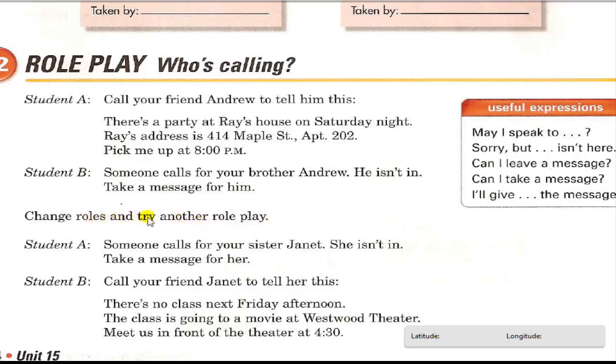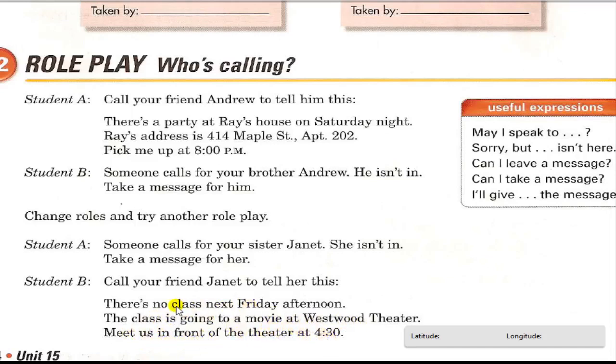Change roles and try another role play. Make another conversation. Someone calls for your sister, Janet. She is not in. Take a message for her. Call your friend Janet to tell her this. There is no class next Friday afternoon. The class is going to a movie at Westwood Theater. Meet us in front of the theater at 4:30.